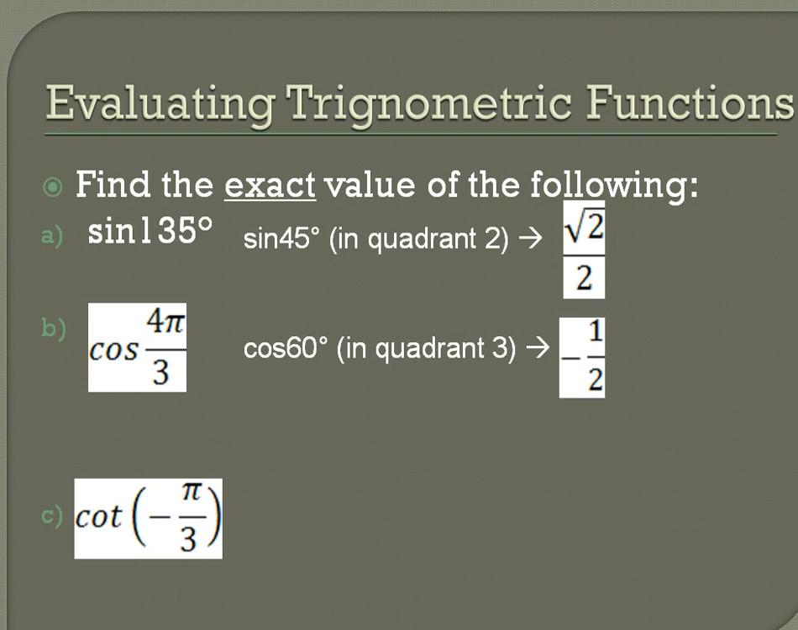So this would result in a rotation of 60 degrees down. So you would be in quadrant 4. So your cotangent is really negative 60.